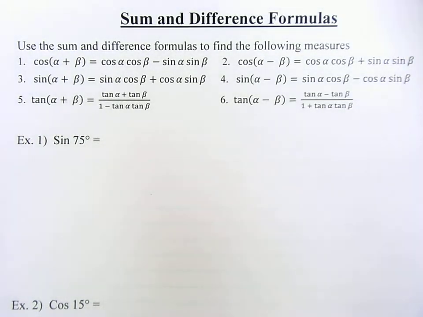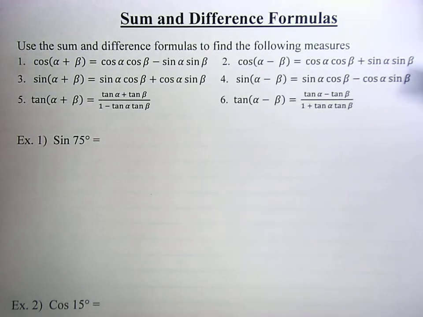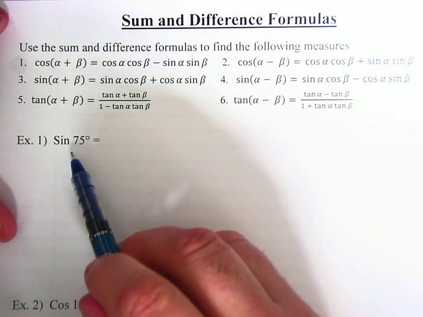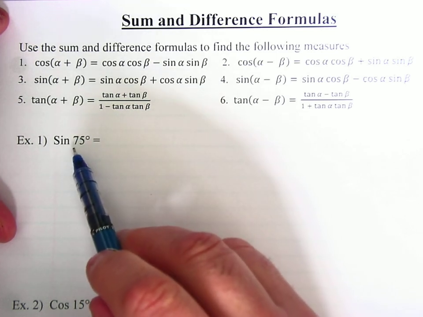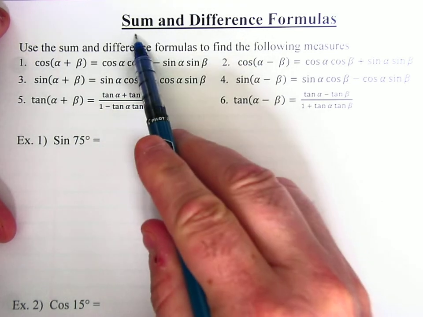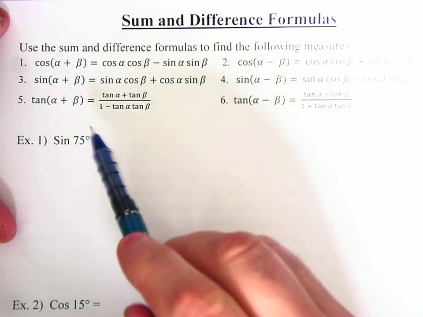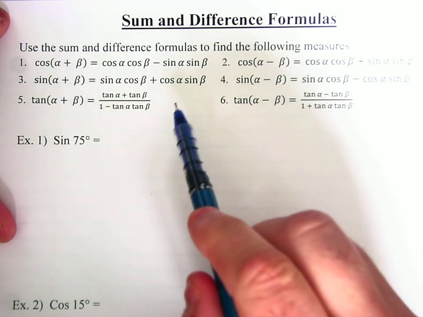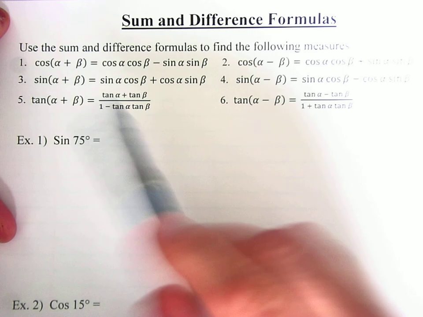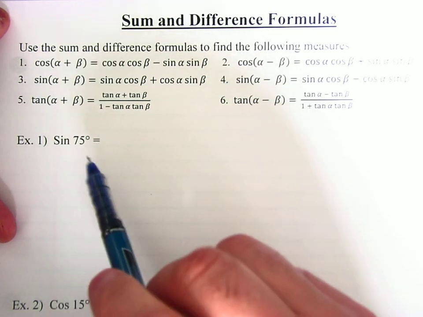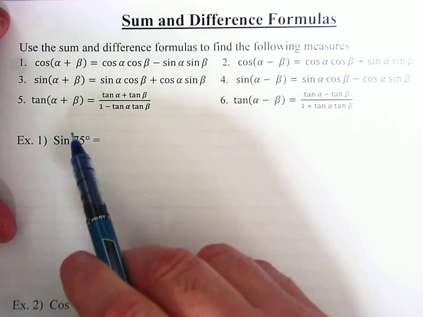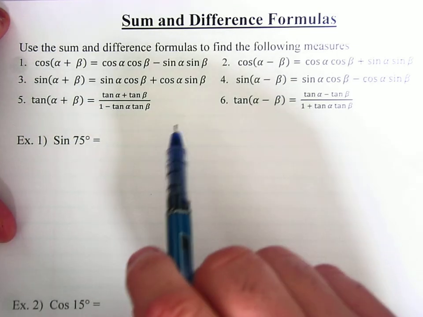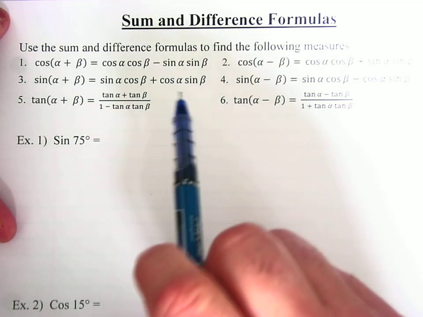We've got 3 examples, and that's it. So this should be a relatively easy lesson. You have the sine of 75 degrees. What you're going to do is break 75 up into either a sum or a difference of 2 angles that are on your unit circle. So you've got to find any 2 angles you want from the unit circle and have them either add up to be 75 or subtract to be 75. Totally your choice. It's not like one is easier than the other.